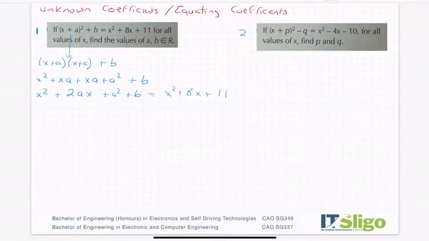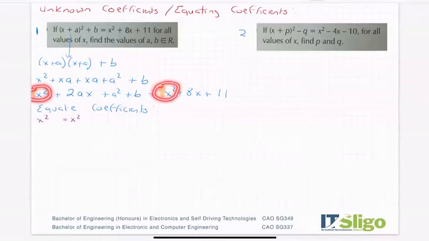So when I say equating coefficients, I mean that the value in front of x squared that I have here must equal the value in front of x squared there. So what I would write down is x squared equals x squared. And when that happens, you've kind of got confidence in your answer a little bit, because now we've got the x squareds to match.